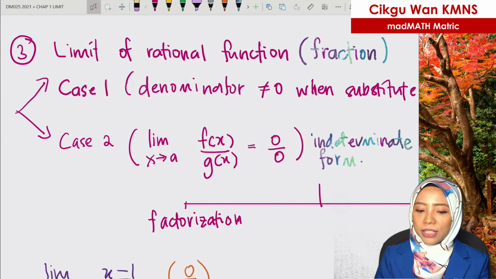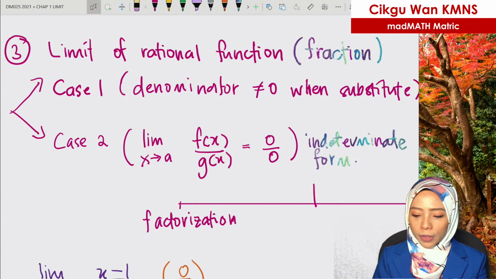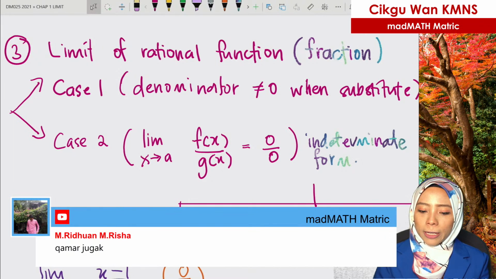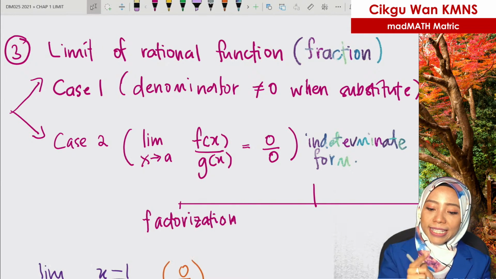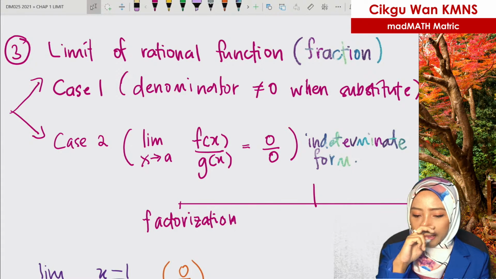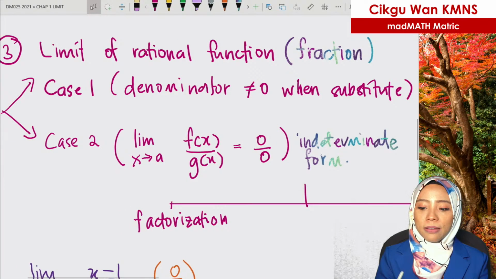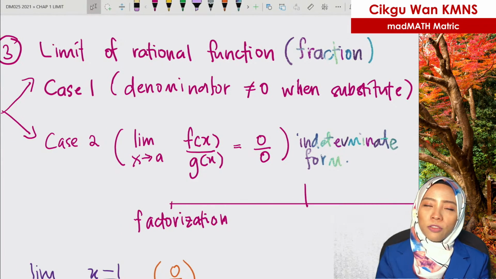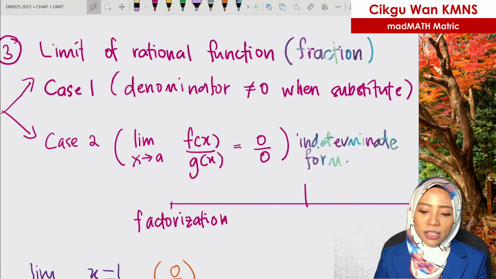Okay, now this is subtopic 3. Limit of rational function. We have 2 cases. The first one is case 1: when the numerator and denominator are not equal to 0 when you substitute. Basically, when you substitute into the rational function, it will give you, for example, 3 over 2, 1 over 2, negative 5 over 2. So basically, when you substitute a value, it gives you finite values.